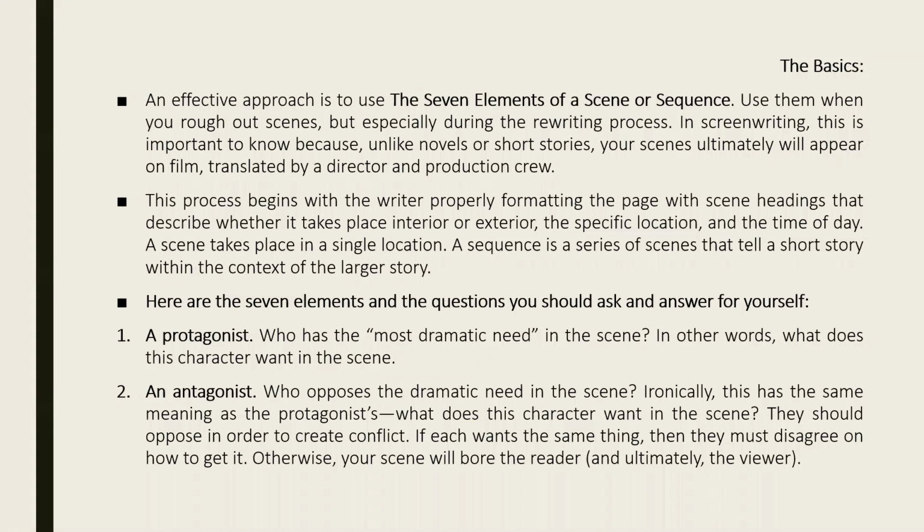So what are the 7 elements of a scene or sequence and why are they crucial? These are the questions that you should ask and answer for yourself as a screenwriter. These are the 7 elements. The first one is a protagonist. Who is a protagonist? Who has the most dramatic need in a scene? The one with the most dramatic need in a scene is the one who drives that scene. In other words, we can call that person a protagonist.